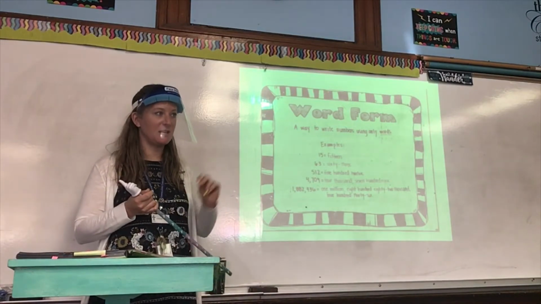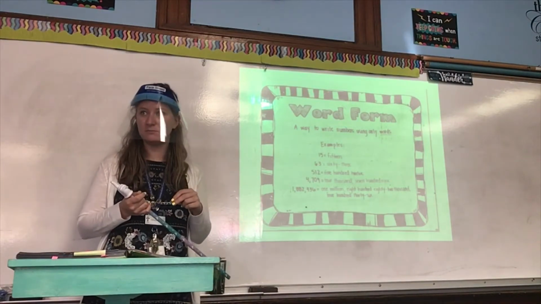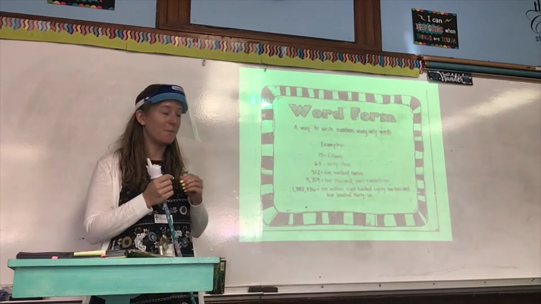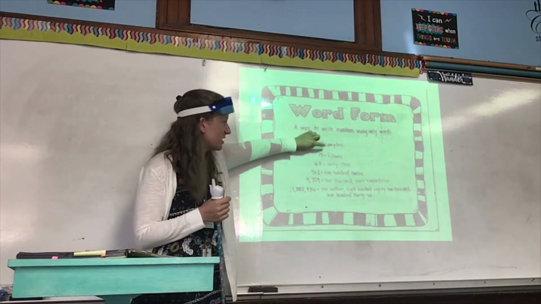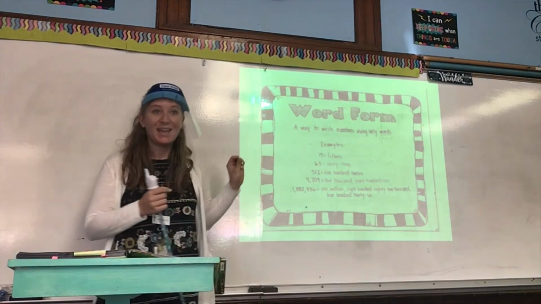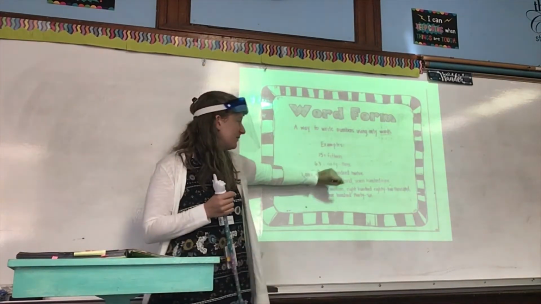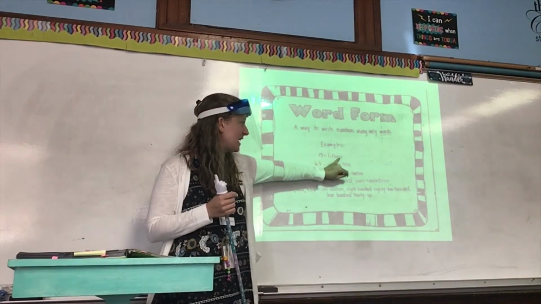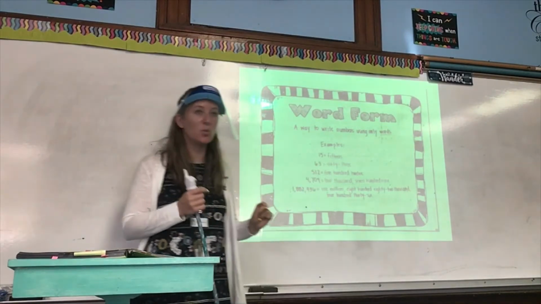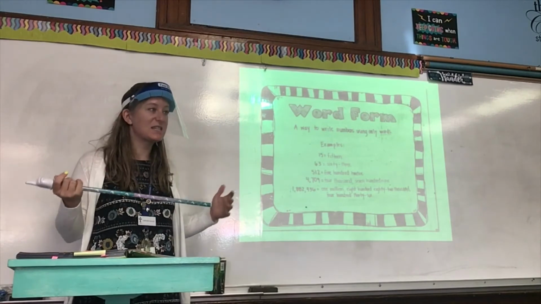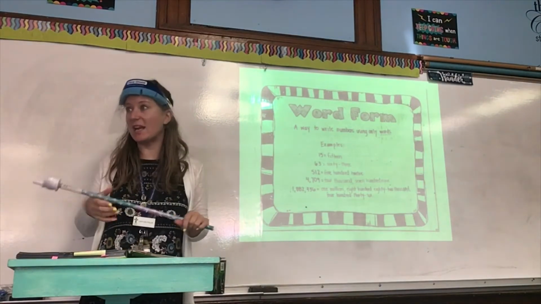Does everybody understand what I mean when I say that? Numbers are made up of digits. These are digits. 1 and 5 are digits, 15 is the number. A word is made up of letters. F-I-F-T-E-E-N are letters. Fifteen is the word. So it's similar, but now word form means we're writing it with words.